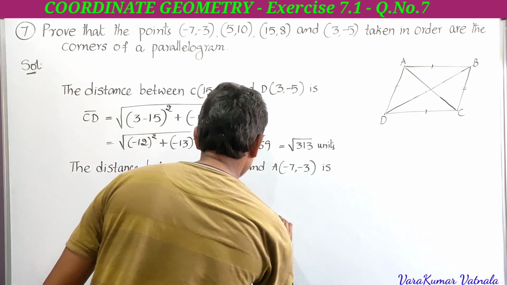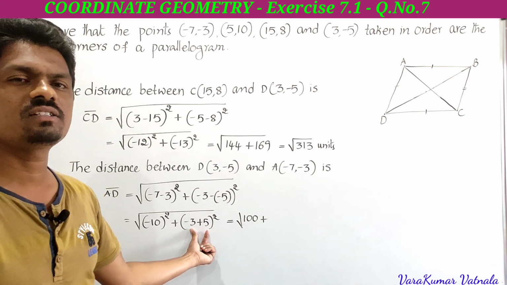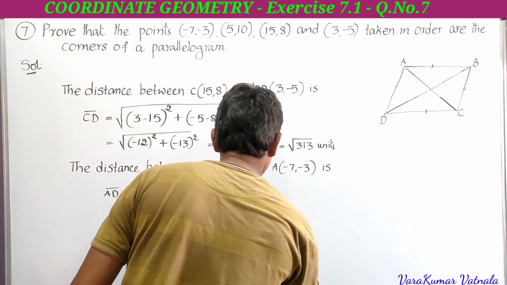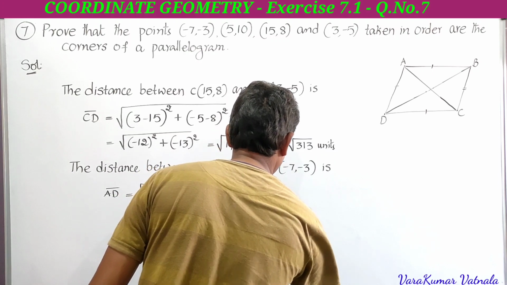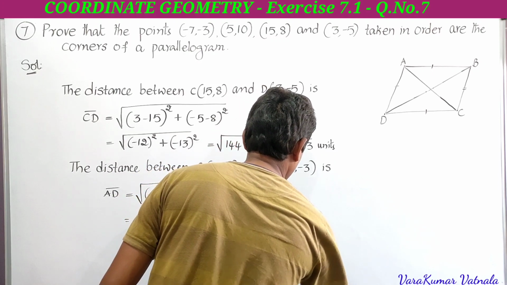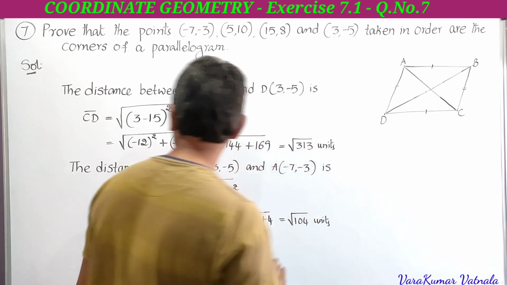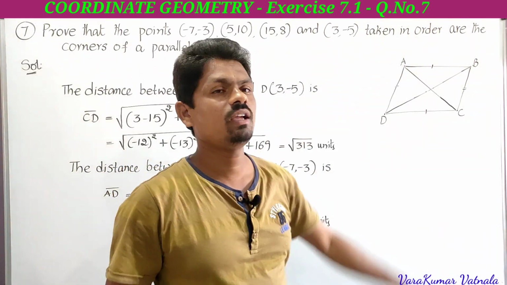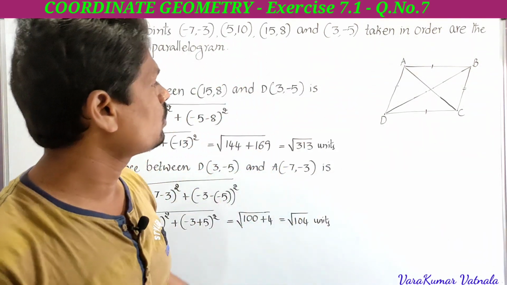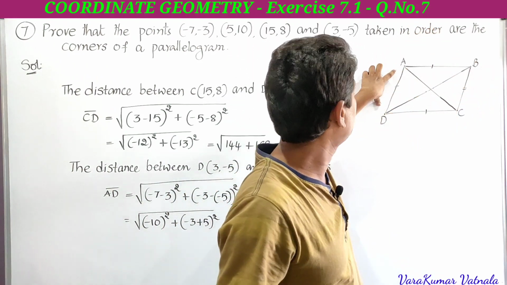We get plus 100. Minus 3 plus 5 is nothing but 5 minus 3, which is 2. 2 square is 4. Square root of 100 plus 4 is square root of 104 units. So this is the distance between A and D, that is the length of AD. So now we have found all the lengths of sides AB, BC, CD and DA.